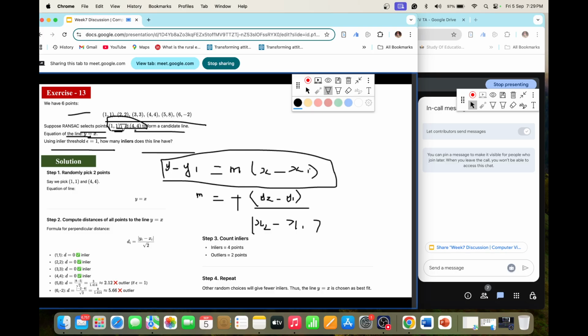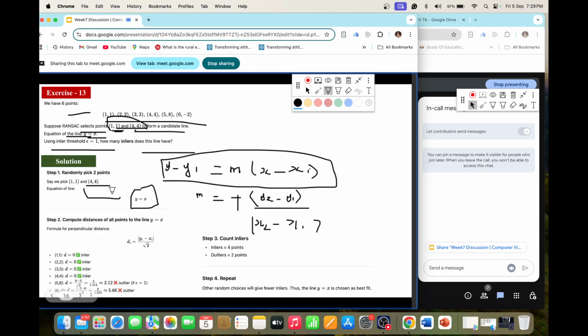So 4 minus 1 by 4 minus 1, 3 by 3. So 3 by 3 is nothing but 1. So our equation will be y minus 1 equals x minus 1. Minus 1 will get cancelled. Y equals x will be our equation, okay. So that is how you can get the equation if you have 2 points.